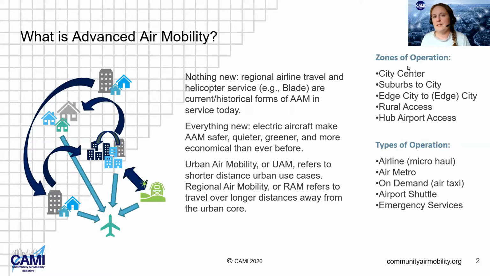I think it's important to realize that it's also a lot bigger than just the on-demand air taxi that gets a lot of attention when you talk about this space. So in terms of zones of operation, it's not just downtown. It includes the suburbs, it includes edge city connectivity, it includes rural access, and it includes access to hub commercial airports as well. Types of operation, a lot of the things we're currently doing today, airline microhaul, air metro is a new one that would be operating more on a bus schedule. On-demand air taxi, of course, airport shuttles, maybe potentially even landing airside at a commercial hub airport, and emergency services, which is very promising as we look at early use cases and ways of building public acceptance for these aircraft.